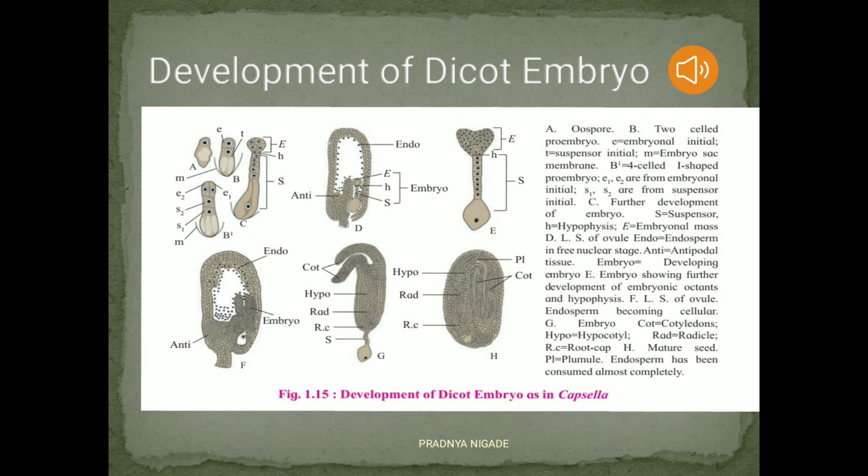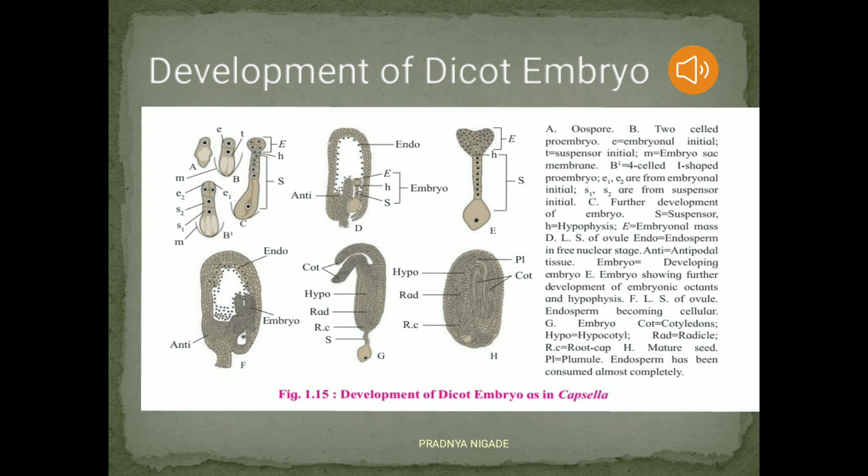Let's see the various parts of the dicot embryo in Capsella. This diagram is there in your textbook, so you can refer to the same. The various letters represent the various parts of the embryo. We will see them. Capital A represents the oospore. Two-celled proembryo is shown by the capital letter B. Small e represents the embryonal initial cell, as well as small e1 and e2 are the cells which are formed after mitotic divisions of the embryonal initial cell. Small m represents the embryo sac membrane. B1 represents 4-celled proembryo.